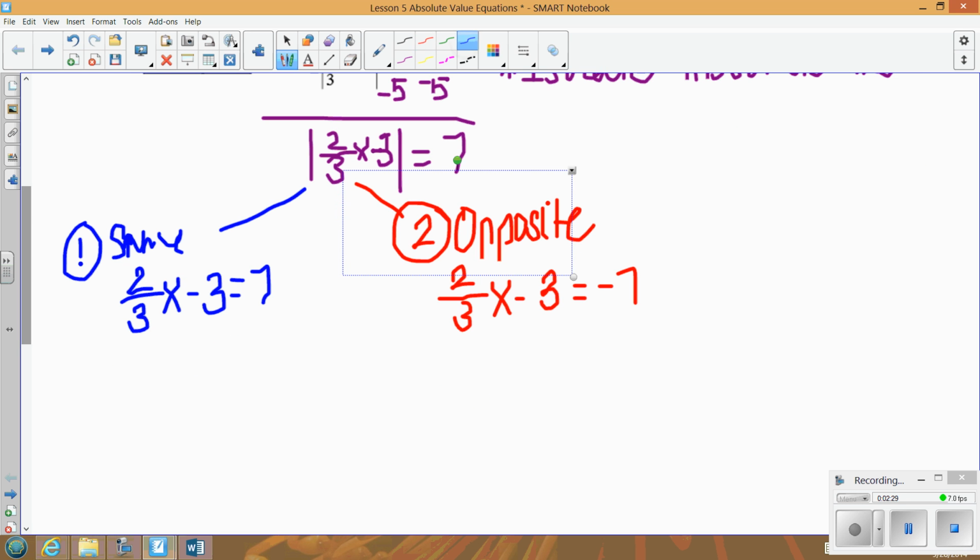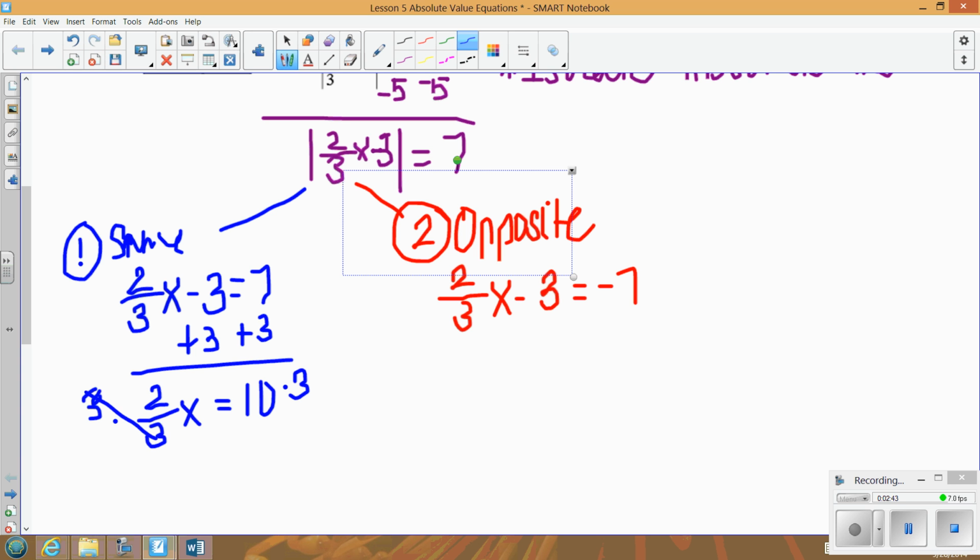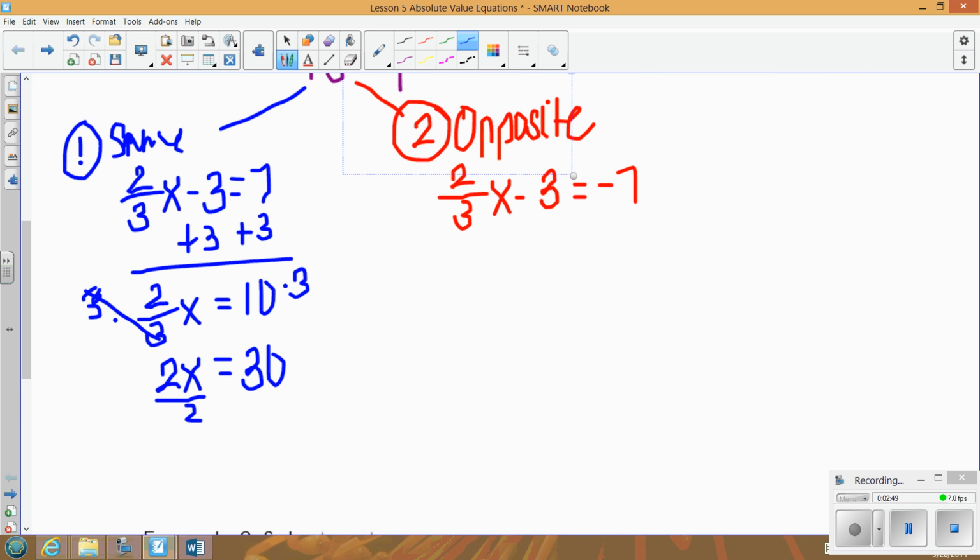Now you just have to go through and solve these equations as normal. So add 3 to both sides. We get 2/3 x equals 10. We want to get rid of the fractions, so multiply everything by 3. Those cancel, and we get 2x equals 30. Divide everything by 2, and we get x equals 15 for this one.